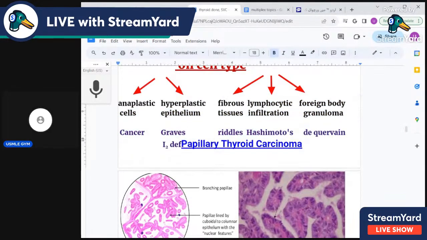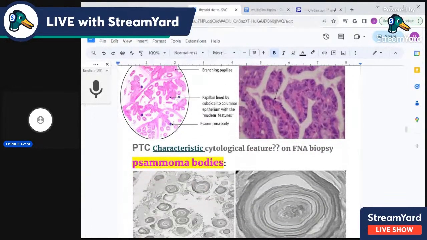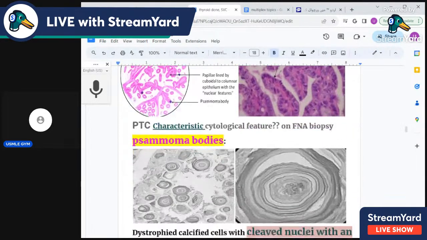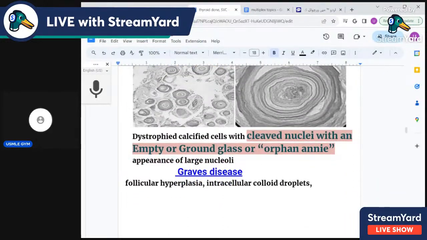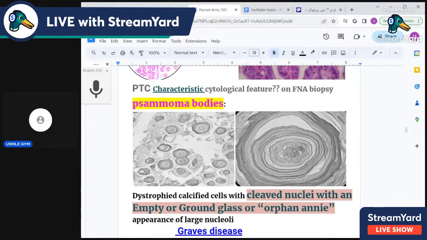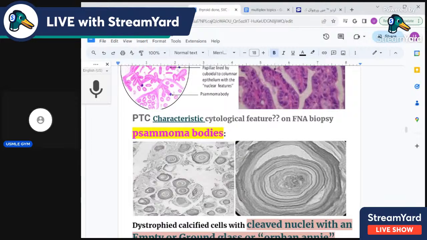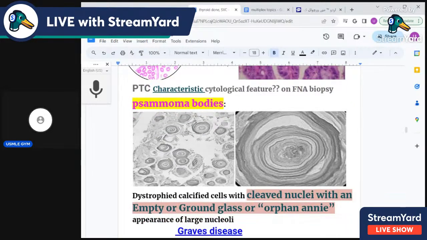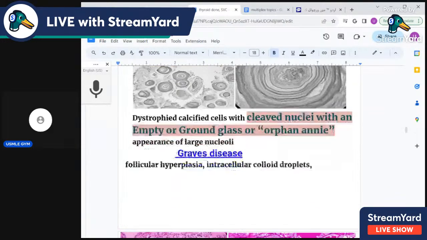In the anaplastic type, we have cancer. There are four types of cancer. Papillary thyroid carcinoma, most common, occurs in 80% of cases, and it causes local invasion. The second most common is the follicular thyroid carcinoma, which occurs in 15% of cases, but it causes distant metastasis. Psammoma bodies are characteristic of papillary carcinoma. The other two types are medullary carcinoma of the thyroid and the anaplastic carcinoma of the thyroid.